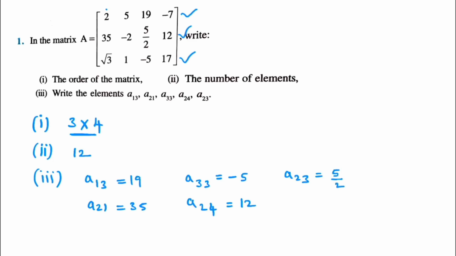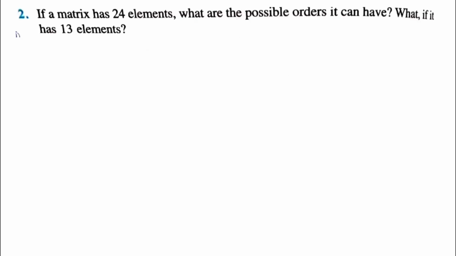Right. So, first question is over. Now, second question in this. You see what they are asking? If a matrix has 24 elements, they have not given the order of this matrix here. They are just saying a matrix has 24 elements. What are the possible orders it can have? This is one bit. And the second bit: what if it has 13 elements? Okay, first let me do the first bit.